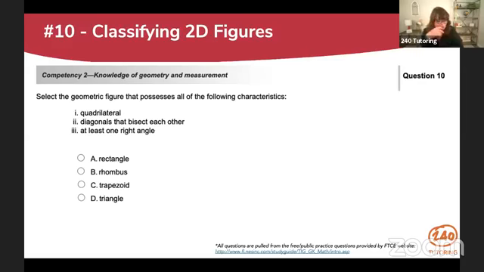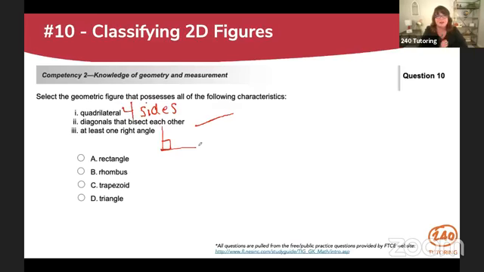So it says select the geometric figure that possesses all of the following characteristics. So it's got to be a quadrilateral, which by now you should know means four sides. It's got to have diagonals, diagonal lines that bisect each other. Now, if you don't know what bisect means, I'm breaking it or crossing it and splitting it into two equal parts. Bi means two. All right. Okay. Everybody with me? All right. So splitting it into two equal parts. So when those diagonal lines cross, they're going to split them into two equal parts and at least one right angle. So we're looking for at least one right angle.